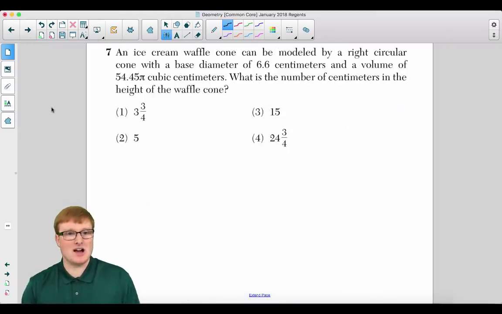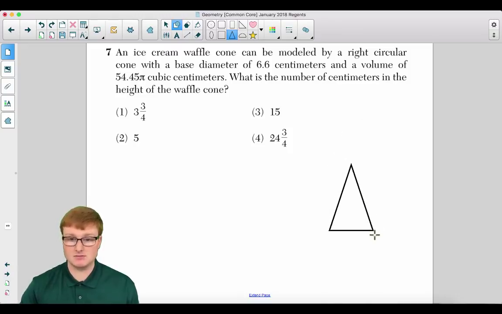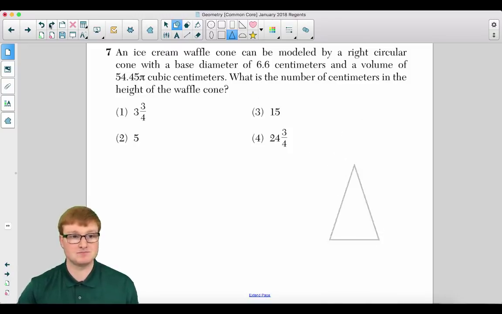Number 7. An ice cream waffle cone can be modeled by a right circular cone with a base diameter of 6.6 centimeters and a volume of 54.45 pi cubic centimeters. What is the number of centimeters in the height of the waffle cone? So first things first, I honestly like to draw some pictures. Okay, I like to draw pictures.